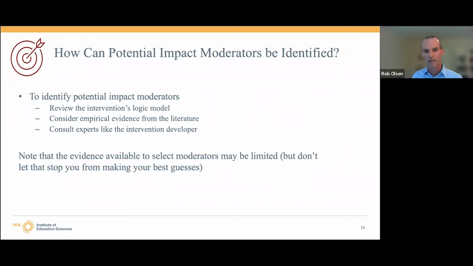Now, we want to acknowledge that the information available to select moderators may be limited, but don't let that stop you from making your best guesses.